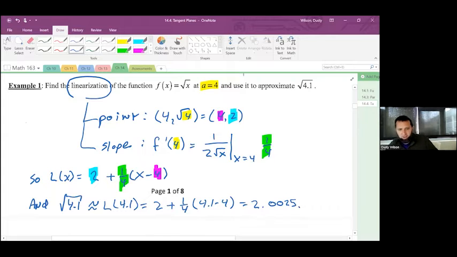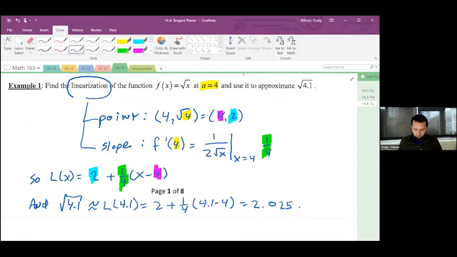And we could check that against the calculator. So I have my calculator here, and I'm going to find the square root of 4.1. Sorry, I checked it to verify my arithmetic. I have an extra 0. It should be 2.025, because it'd be a quarter of 0.1, not a quarter of 0.01.